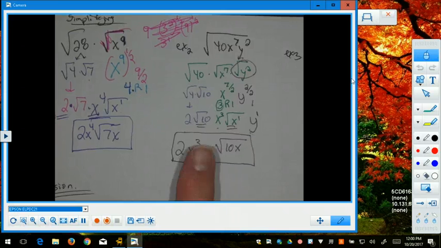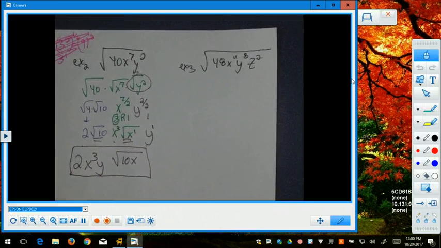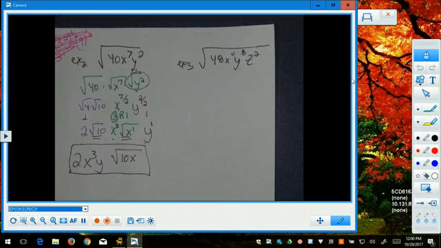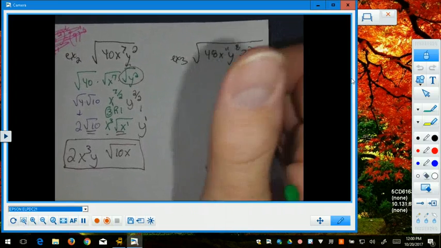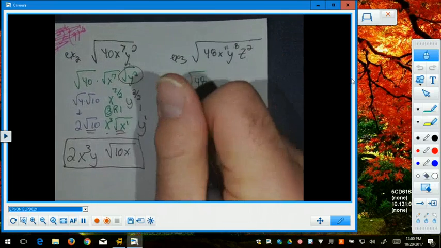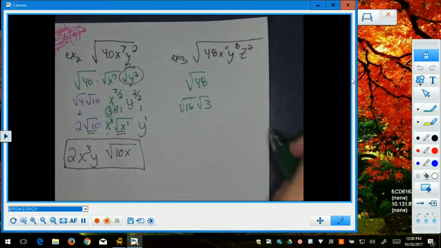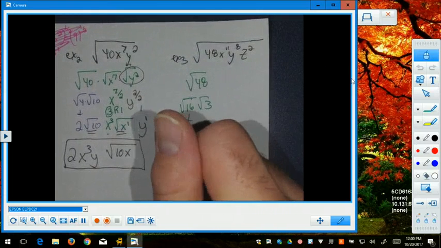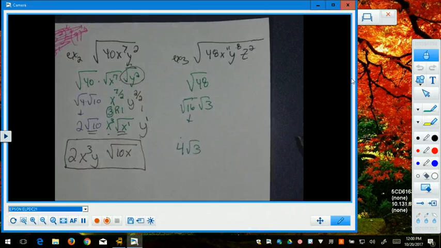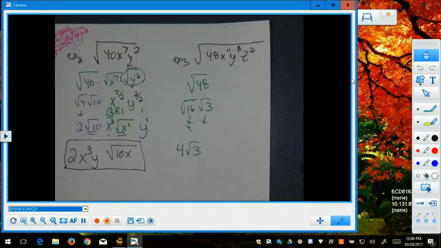Example 3 is just like example 2. Feel free to pause the video and try it yourself if you'd like to first. The square root of 48, the largest perfect square that goes into the square root of 48, is 16. It's 16 times 3. The square root of 16 is 4, so it's 4 square roots of 3 for that, because I can't break down the square root of 3.